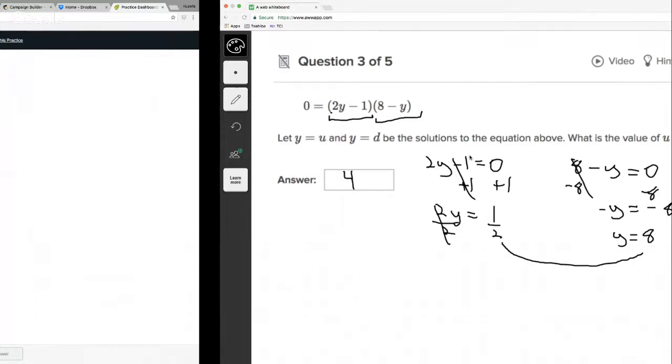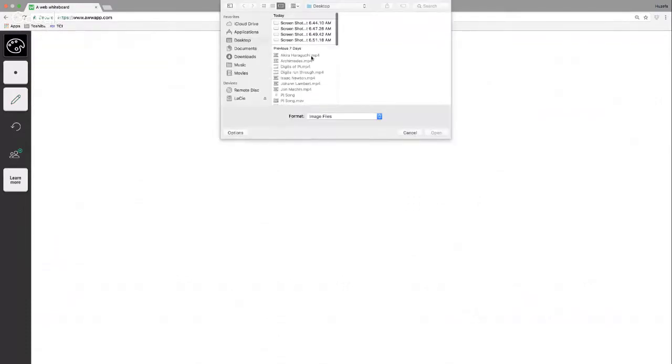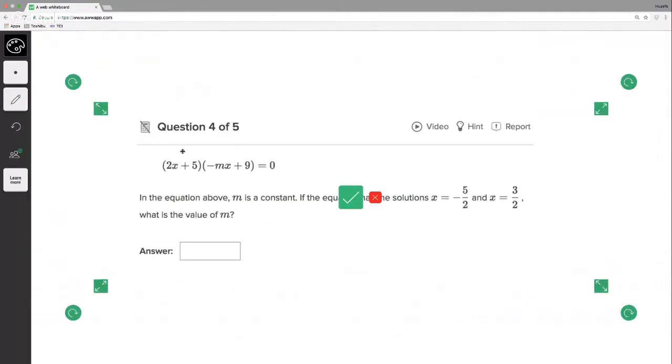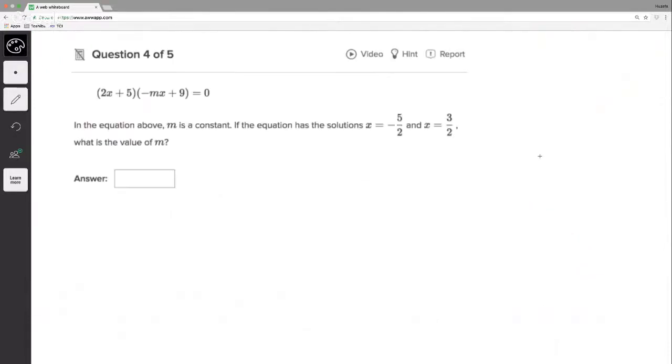So let's load this one up here. These haven't used the quadratic formula at all. This is mostly just good old factoring. This is faster. All right, similar. In the equation above, m is a constant. If the equation has the following solutions, and they give us the two solutions, what is the value of m? Now it reads 2x plus 5, in parentheses, times negative mx plus 9, also in parentheses. Now this is really interesting, because we basically have to find our value of m that's going to satisfy this. This is how I'm going to run this as a shortcut.